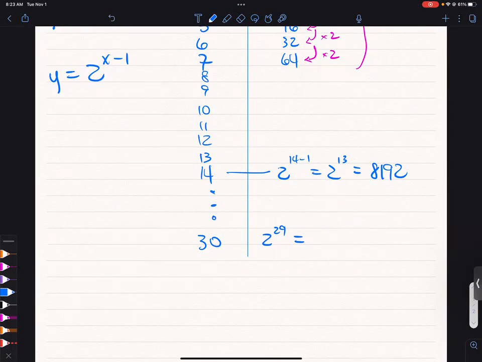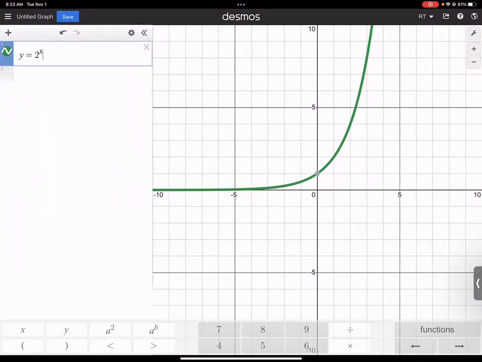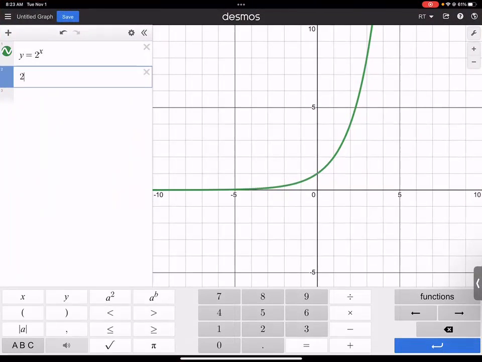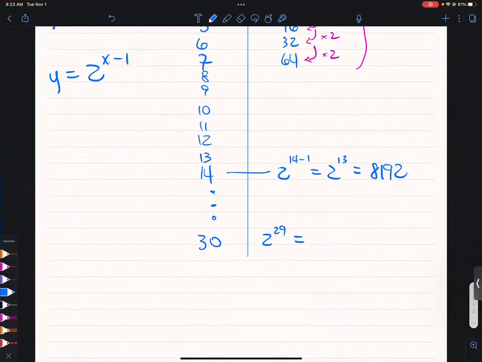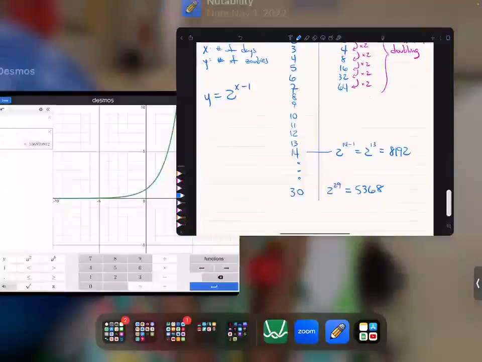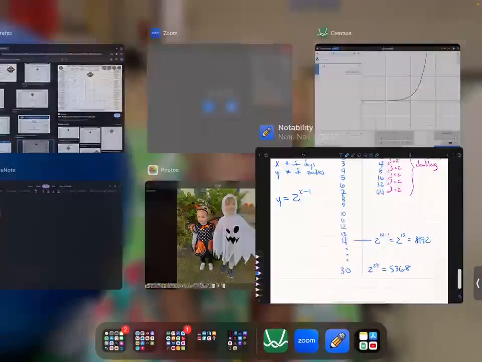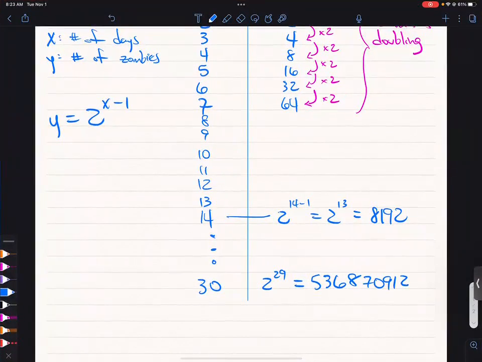I don't have a calculator. 5, 3, 6, 8. One, two. Okay. Oh, half a billion. And what happens the next day? You double that again, right?